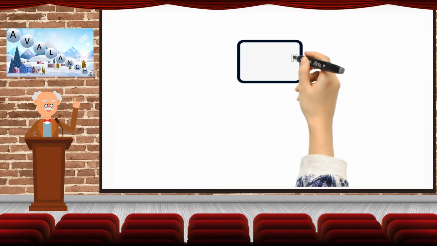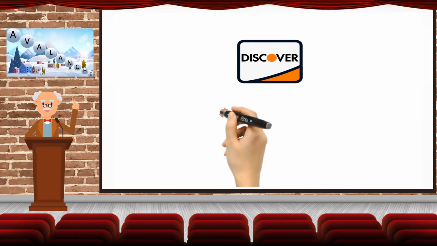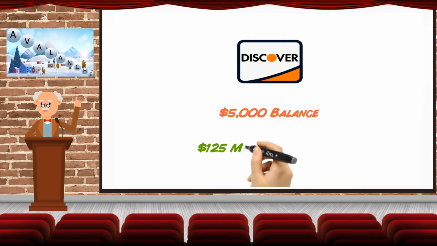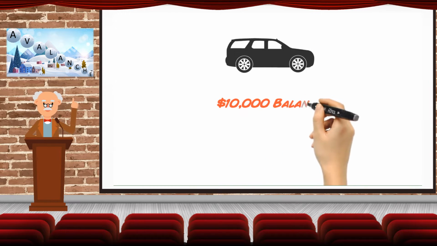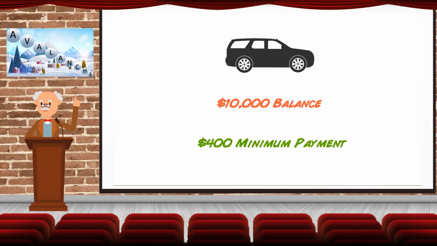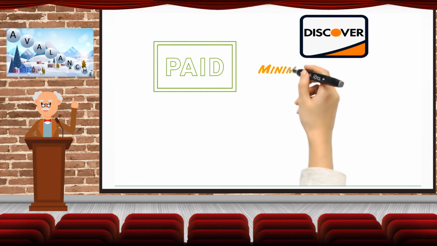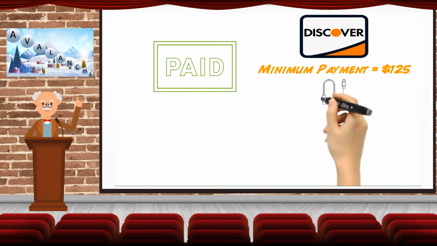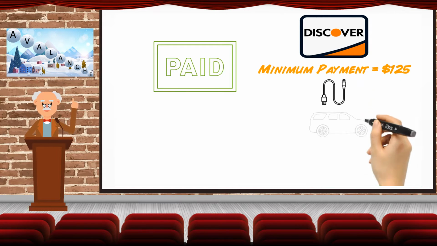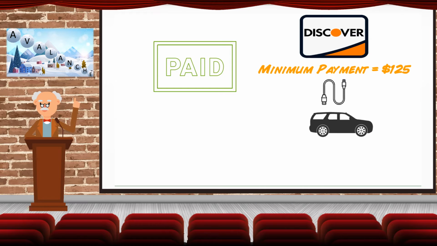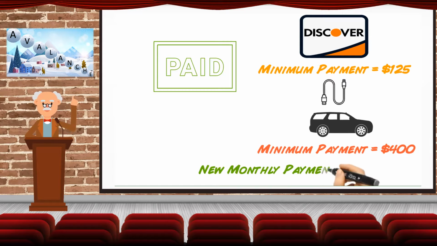For example, let's say that your lowest debt is a credit card that has a $5,000 balance, with a minimum payment of $125. You also have an auto loan with a $10,000 balance, with a minimum payment of $400. Beginning with the debt that has the lowest account balance, which is the credit card, you would pay it off in full. You would then take the $125 that was being made toward the credit card each month and add it to the next lowest balance, which is the auto loan. As mentioned, the existing auto loan payment is $400. With the additional $125 being added to the auto loan, the total monthly payment would now be $525.